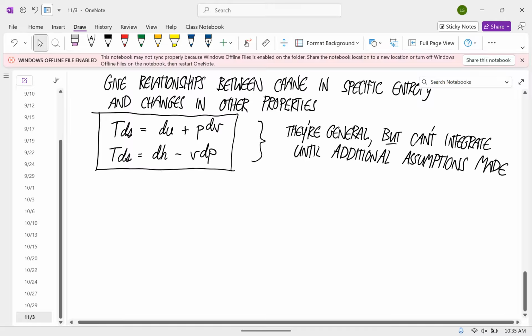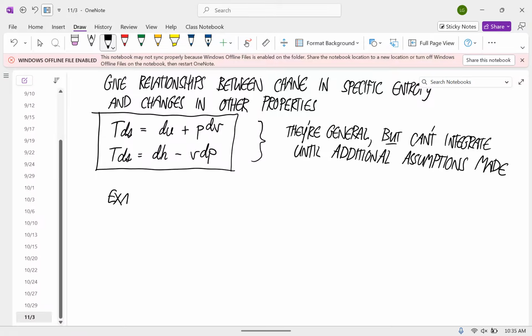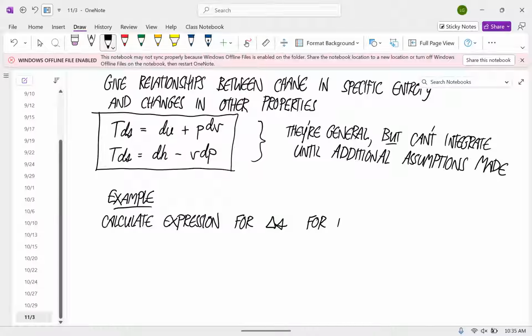Okay, so let's see an example. So let's say we want to calculate an expression for the change in specific entropy for an incompressible material. So like a liquid.